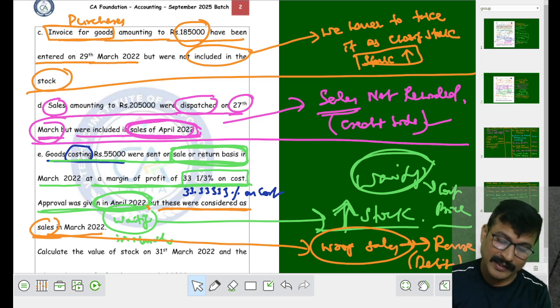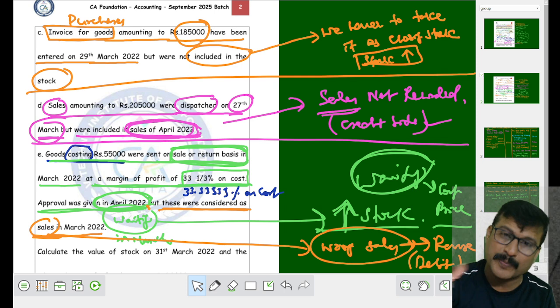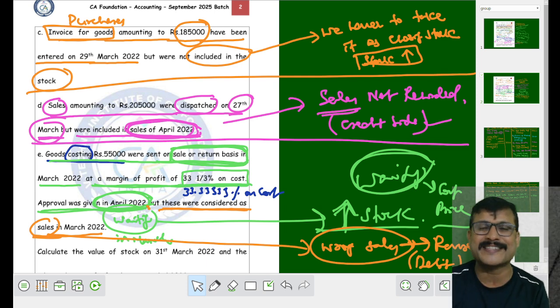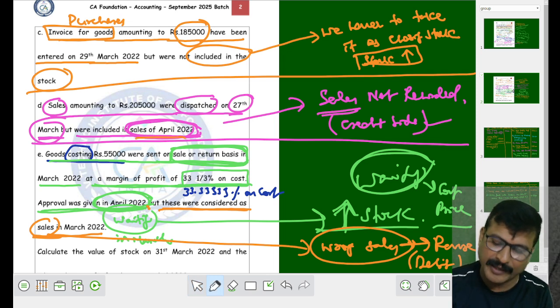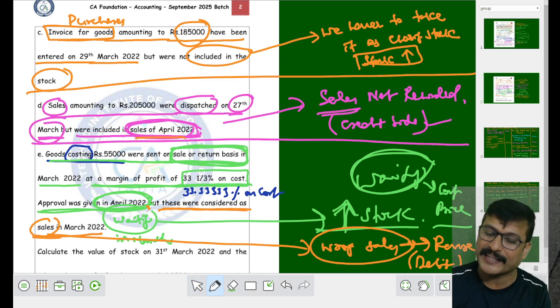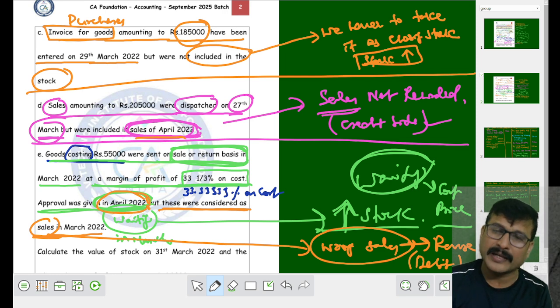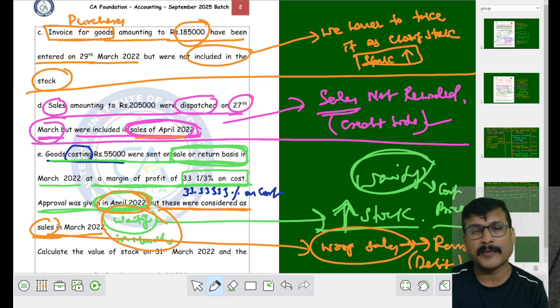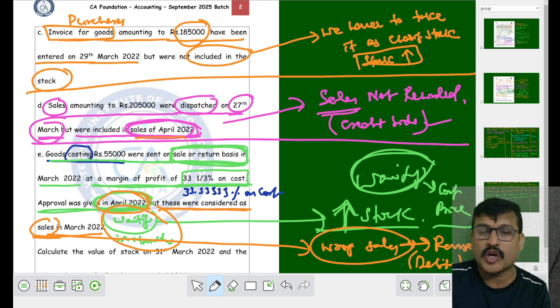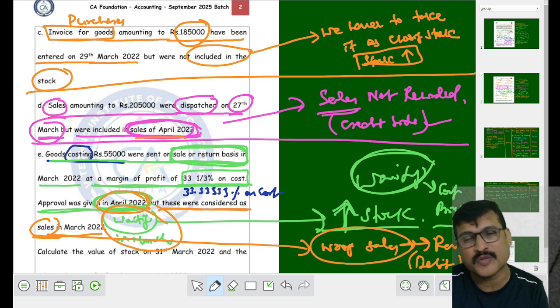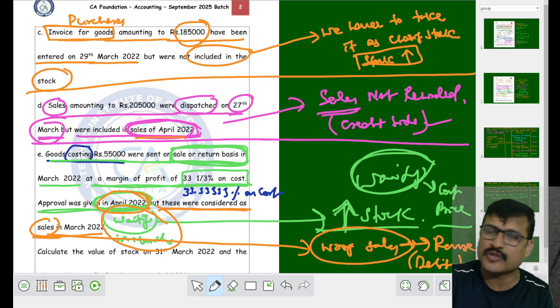What happened later? You made sales, dispatched in March, but not recorded as sales. You have recorded it in the month of April as sales. This is unrecorded sales. Means sales comes in the credit side. Here what did you do? Goods sent on approval basis. They are waiting. Customer approved in April. So in the month of March these were waiting. But you have recorded as sales in the month of March itself. Now what to do? Waiting means stock increases. At what price? Cost price. Take it on the credit side and add to stock.